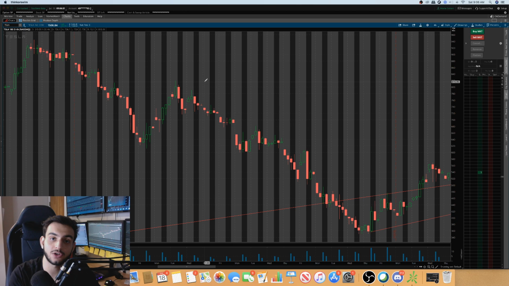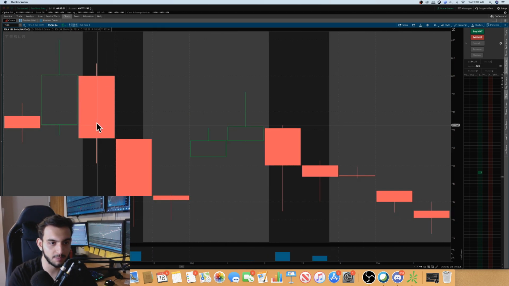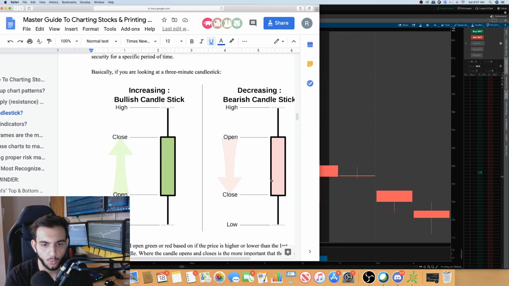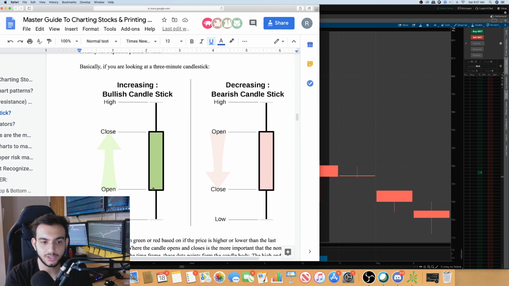So the candle is made up of two parts. The body, right? So this would be the body, and then the two wicks. Now, I'll show you this right here. Okay, so the candlestick opens in the middle. If it's going up, the candle will be green and it will go up. If it's going red, it'll go down. Now, the low and the high don't matter as much as where the candle closes.